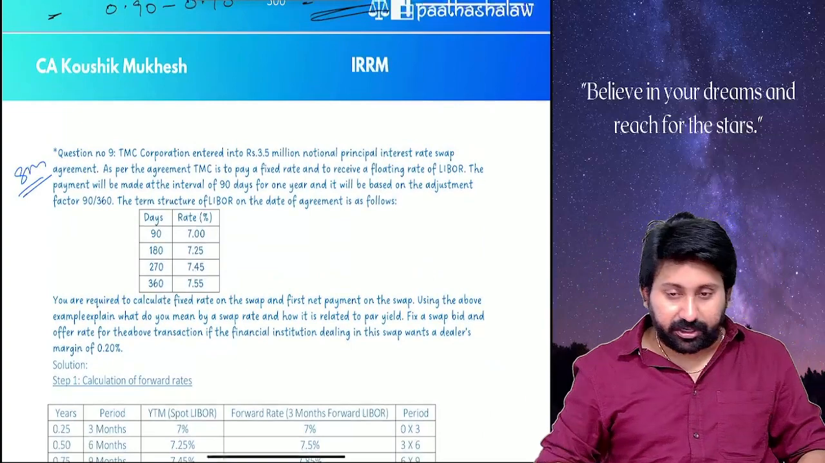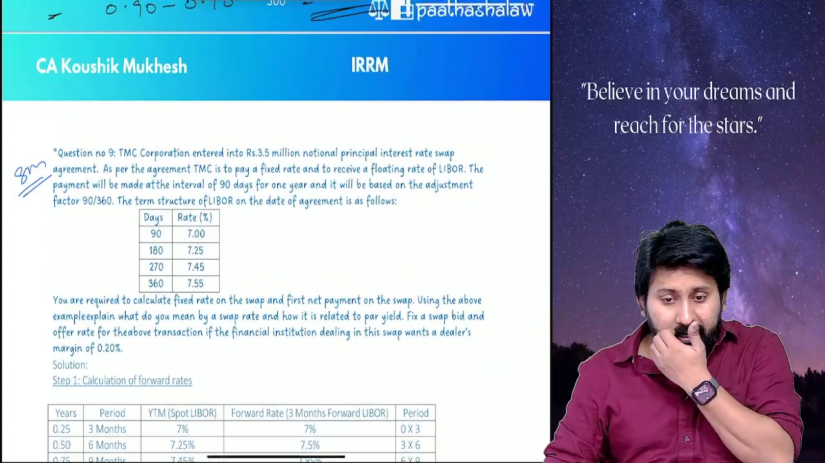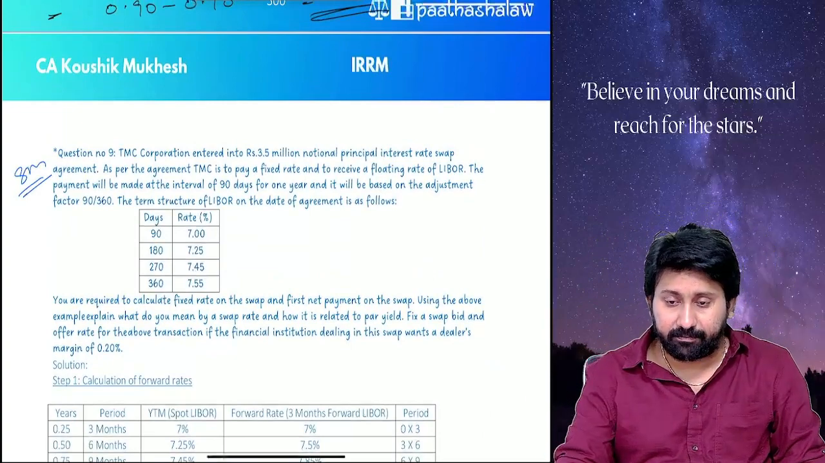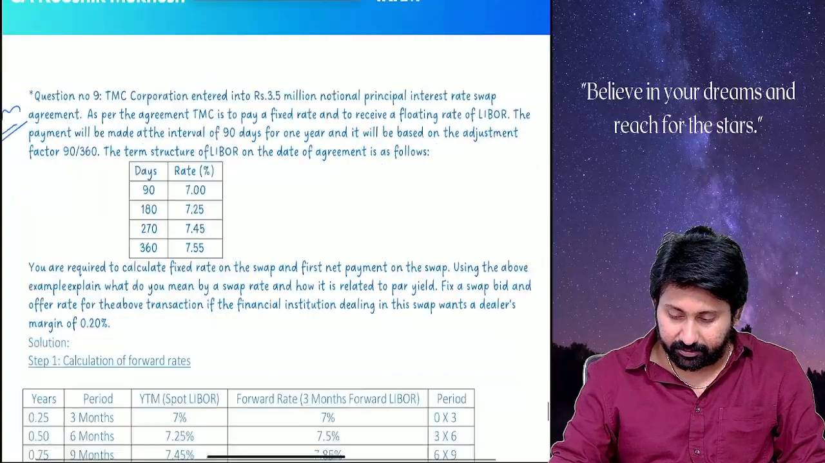Eight marks question type. So many times these kinds of questions came in exams. Let's read.